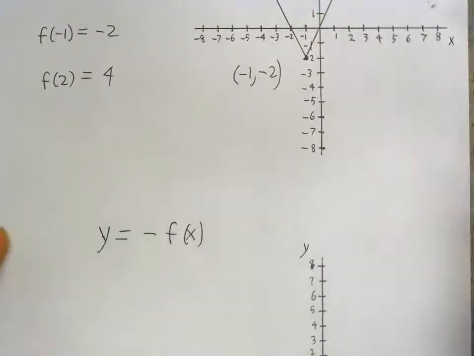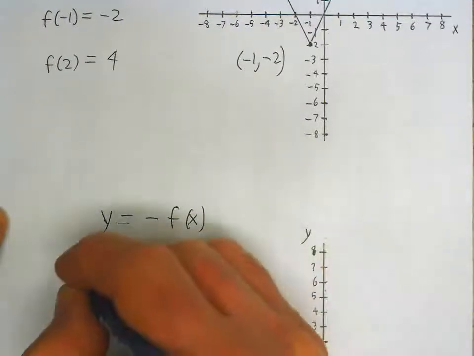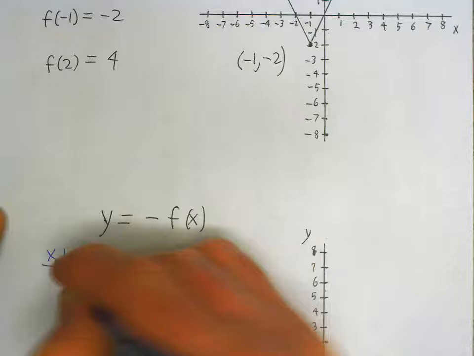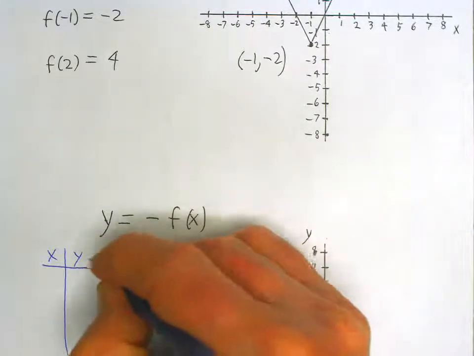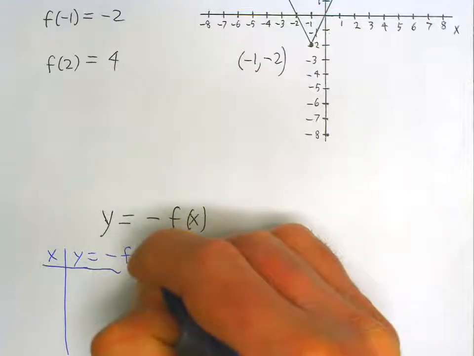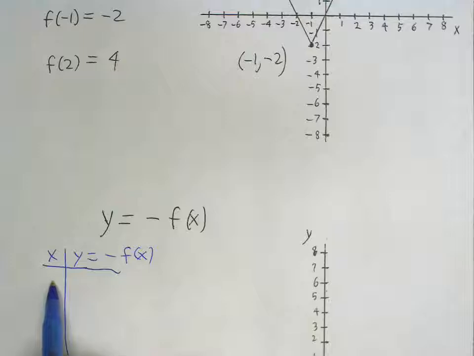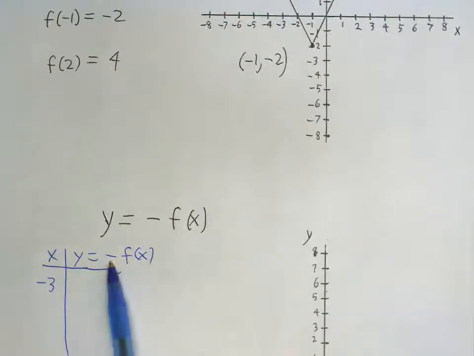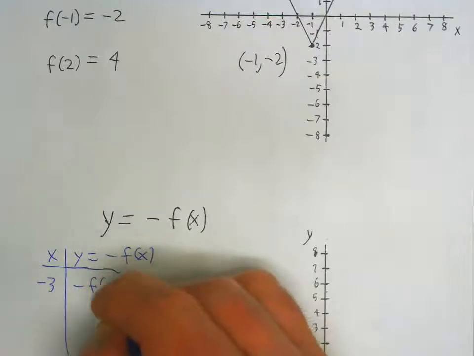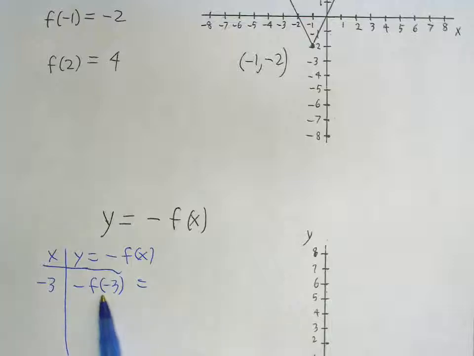The graphical effect is a reflection across the x-axis. So we'll plot 3 ordered pairs again. Okay, this time the domain values are not affected. So when x is negative 3, y is equal to the negative of f of negative 3. But we saw earlier that f of negative 3 is 2, so the negative of 2 is negative 2.